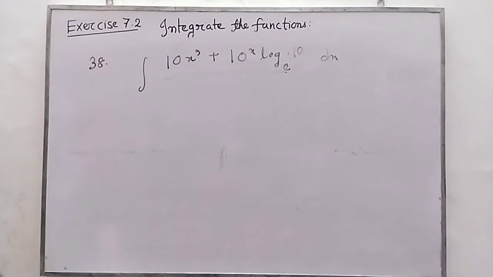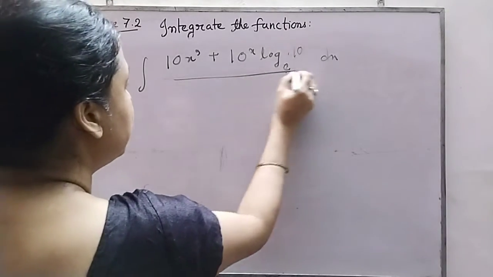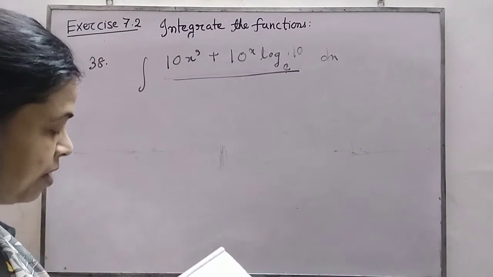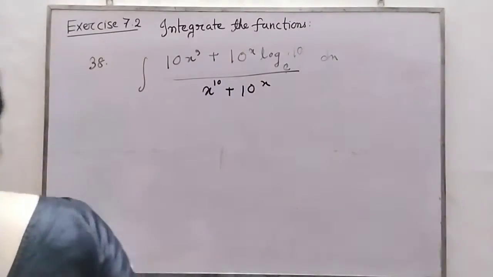Okay, just a minute. I'll just change the pen. Okay, so here it is. Whole thing divided by your denominator is x to the power 10 plus 10 to the power x.